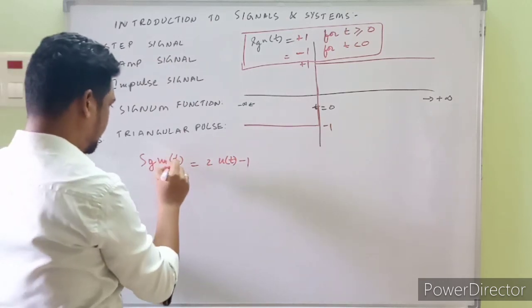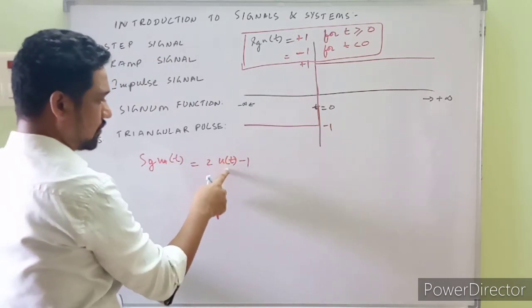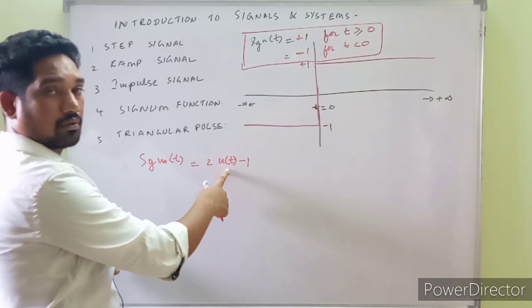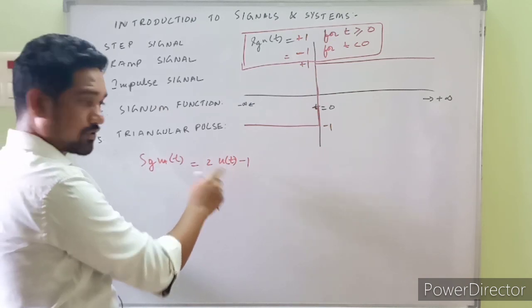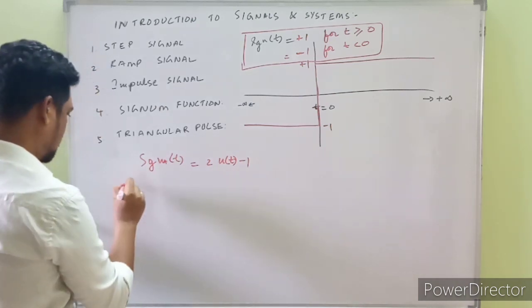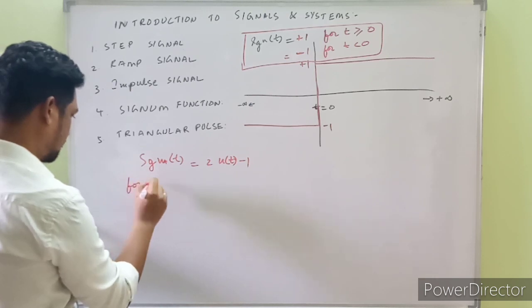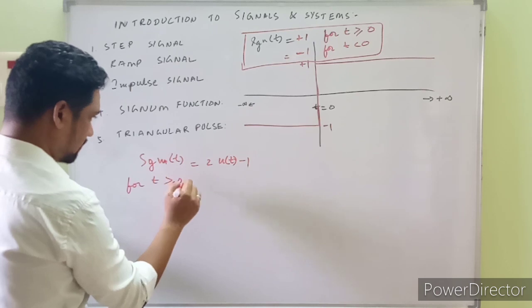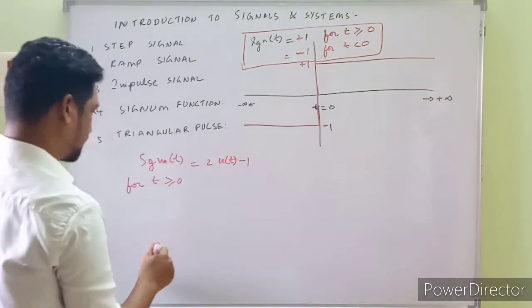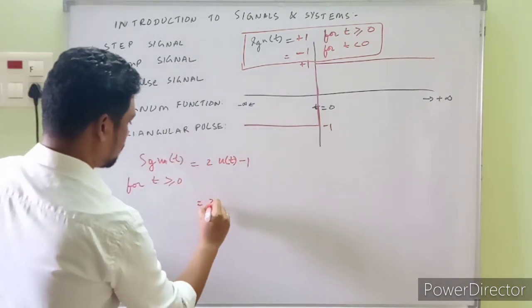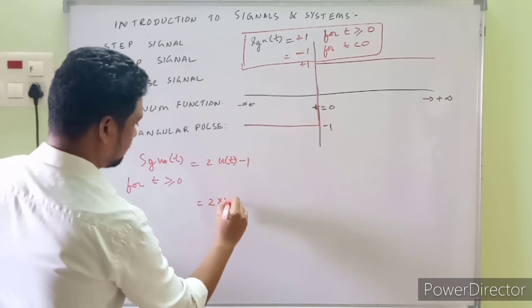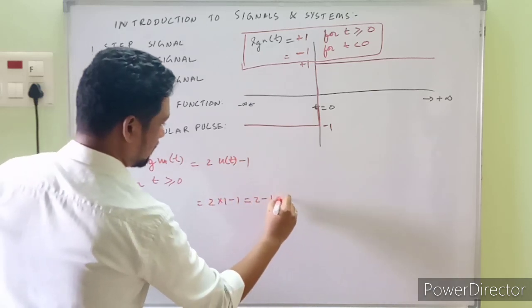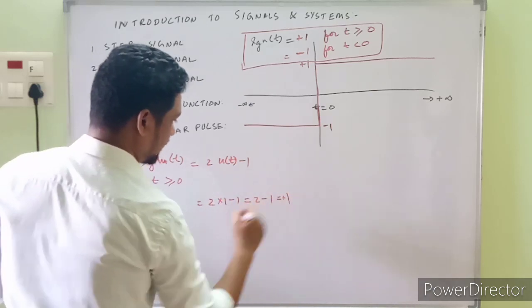Will that be satisfied for the values of signum function? Is that true or not? Come back. For t greater than or equal to 0, u of t is 1. So that has to be substituted. It is equal to 2 into 1 minus 1. It's 2 minus 1 equal to 1. It's a positive 1.